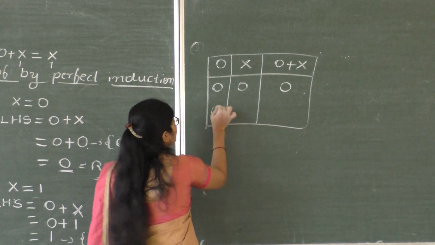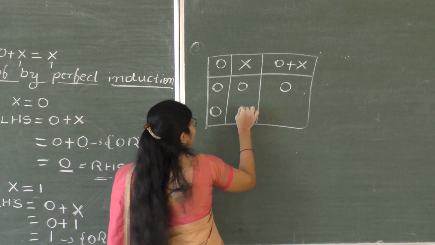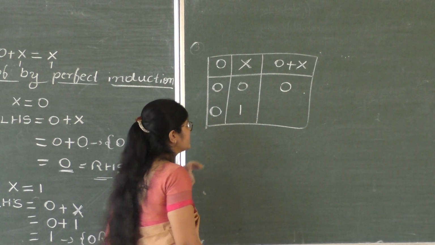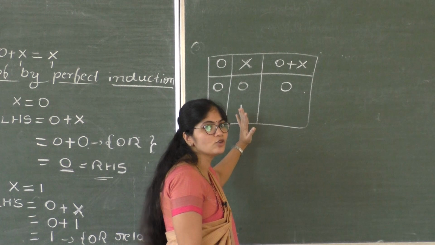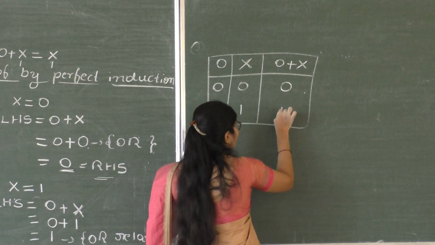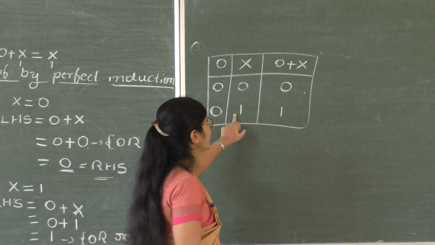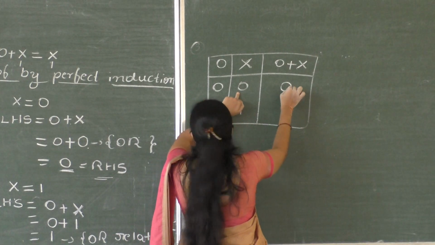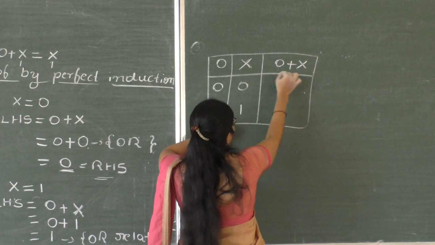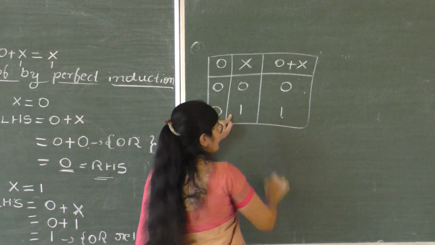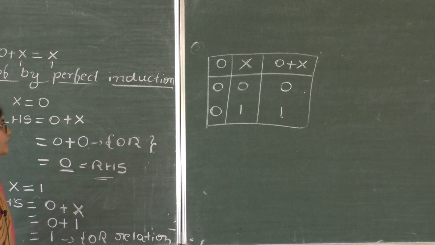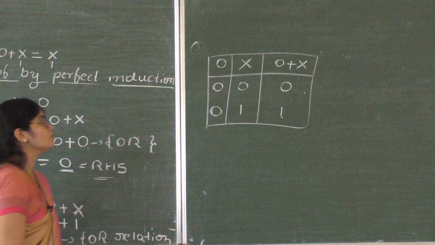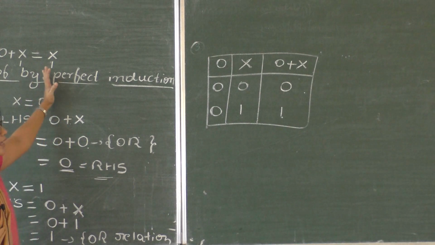Next, variable x, value of x is 1. In the second row, value of x is 1. 0 plus 1 is equal to 1. That is equal to x. See here, 0 plus x is equal to x. So this is the truth table of the first property. Thus, for every value of x, 0 plus x is equal to x always.